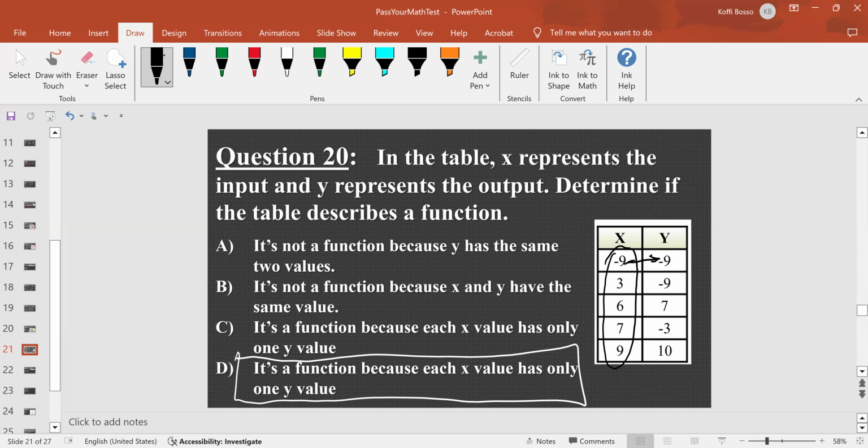So we have negative 9 once in the X values, 3 once, 6 once, 7 once, 9 once. So yes, it's a function. It doesn't matter if the Y value is repeating or if X and Y have the same value. No, it's not a problem. Is it that each X value has only one Y value? If yes, it's a function. Or do you see that there is no repeating X value? If yes, it's a function. Therefore, D is the correct choice.